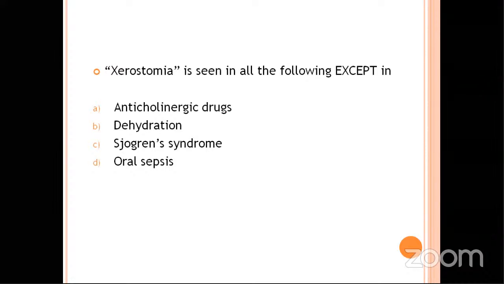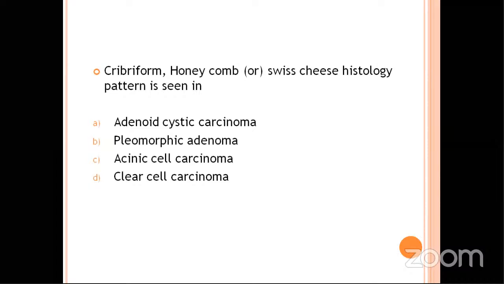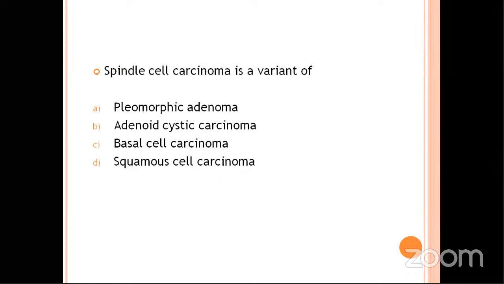Xerostomia is seen in all of the following except oral sepsis. Anticholinergic use, dehydration, Sjogren's, all of these have xerostomia. In oral sepsis, a lot of saliva is produced. Cribriform, honeycomb or Swiss cheese histology is seen in adenoid cystic carcinoma, not pleomorphic, acinic cell or clear cell. Spindle cell carcinoma is a variant of squamous cell carcinoma.